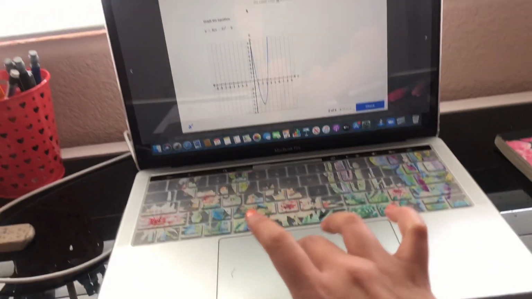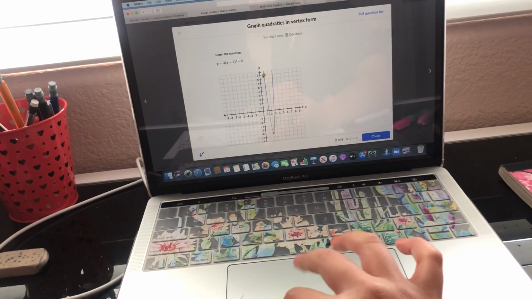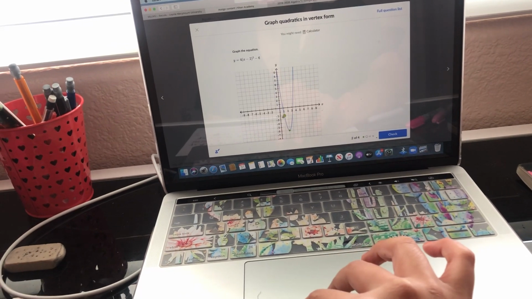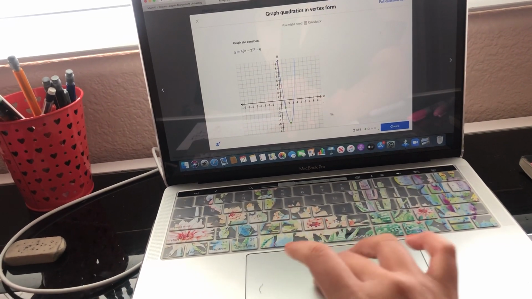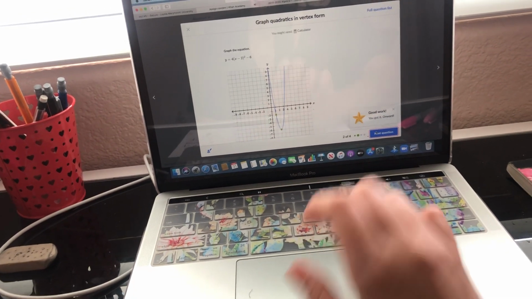So again, I'm gonna go to Khan Academy and I'm gonna graph this point. I'm gonna go to 1, and -2. There you go. And so I'll check my answer. There you go. Hope this was helpful.